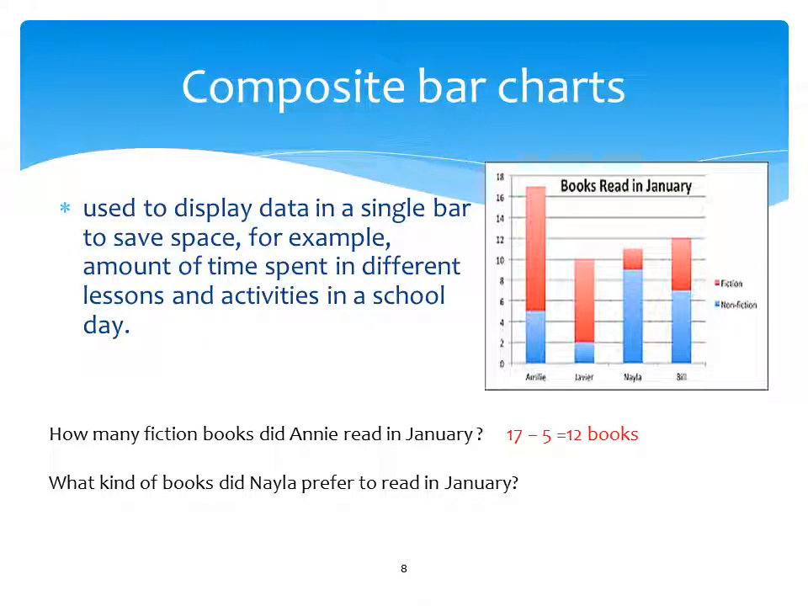What kind of books did Naila prefer to read in January? We will look at Naila. We can find that the blue bar is much greater than the red bar. So this means that she preferred non-fiction books over fiction books.